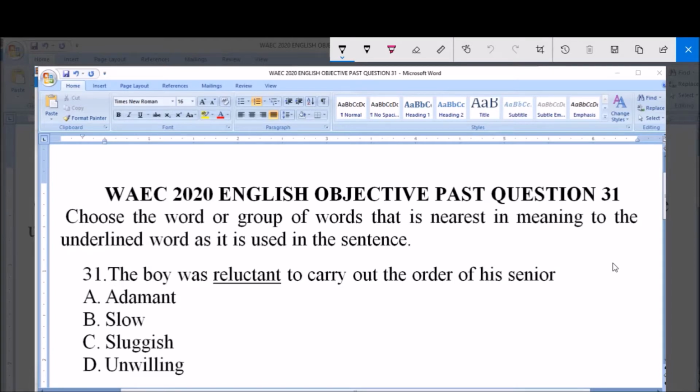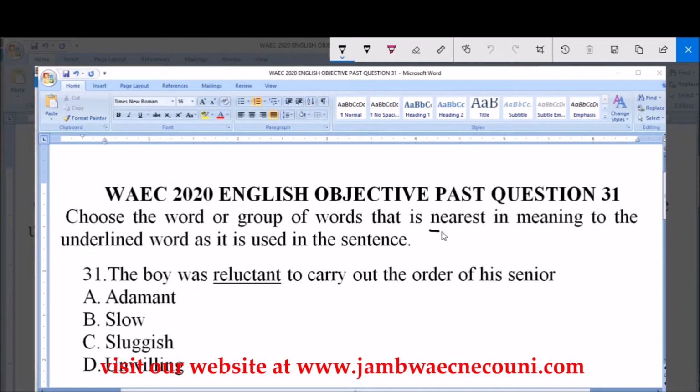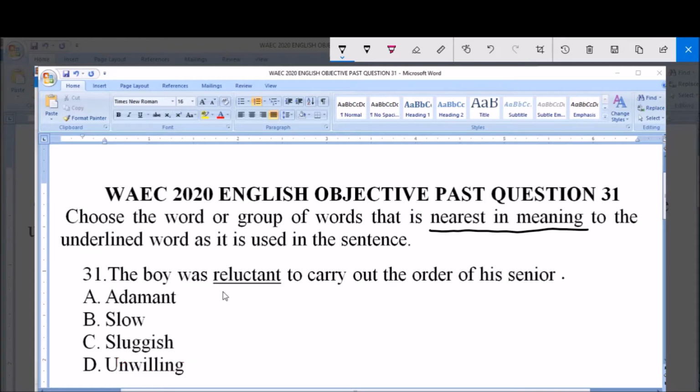Question number 31. The instruction to this question says that we should look out for the option that is nearest in meaning to the underlined word in this sentence. And in this sentence, the underlined word is reluctant. Now let us read the sentence. The boy was reluctant to carry out the order of his senior.